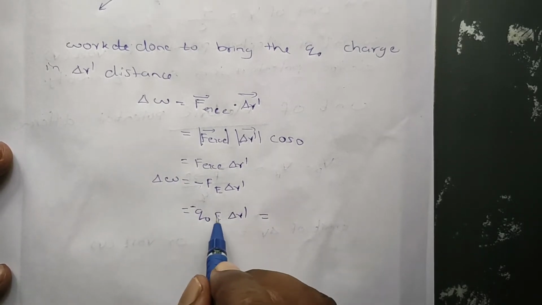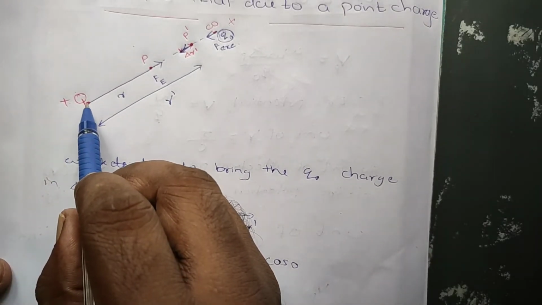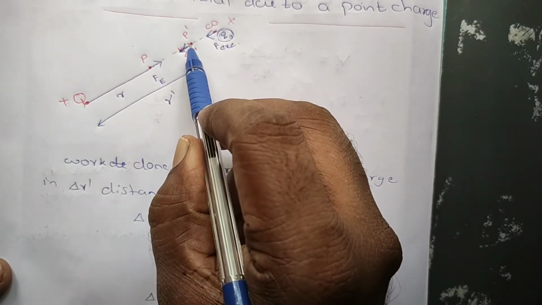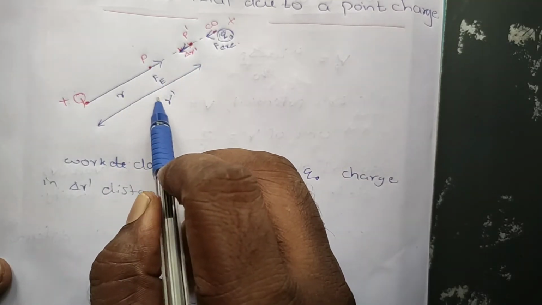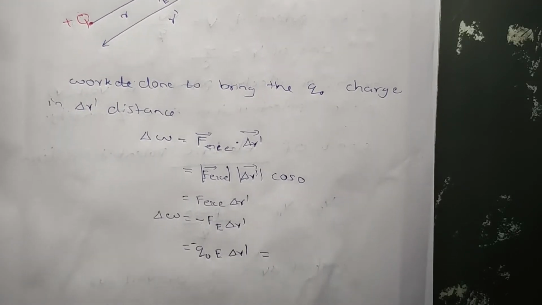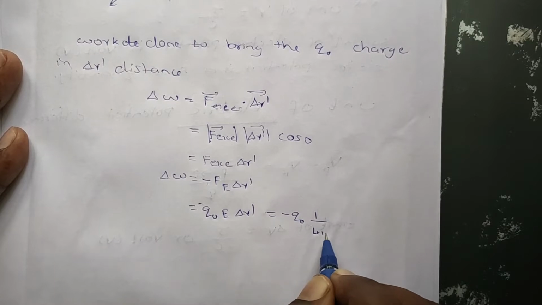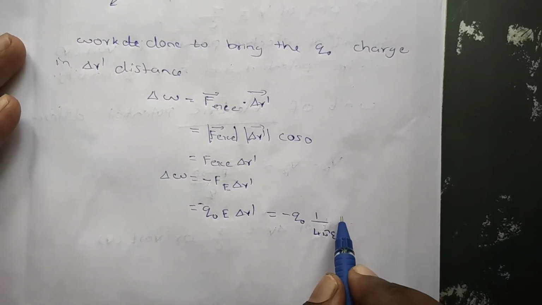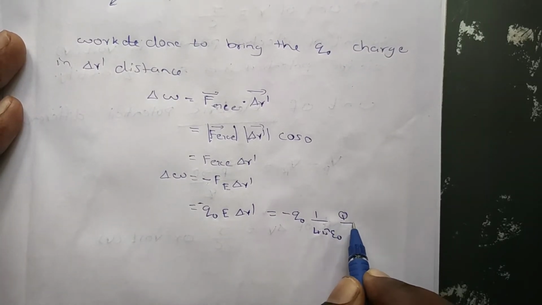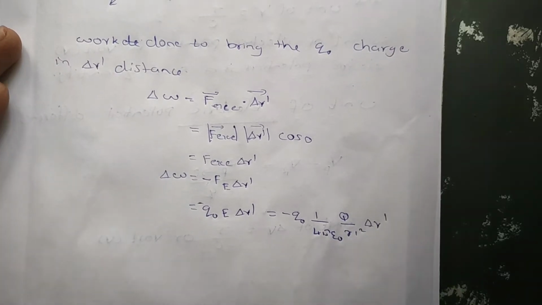What is E? E is the electric field at the P dash point. That P dash point is at an R dash distance from the capital Q. So the electric field produced by a point charge is, what is the formula? 1 by 4 pi epsilon naught, capital Q divided by R dash square, into delta R dash. This is the work done to move a delta R distance.